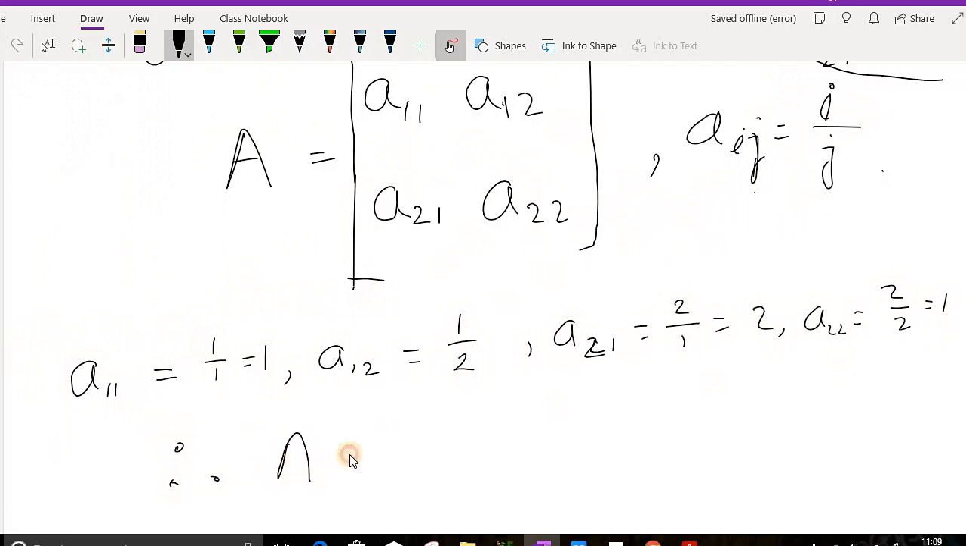Therefore, your required matrix A is equal to, just put in the values. A11 is 1. A12 is half. A21 is 2. And A22 is 1. So this is the matrix. Any problem?